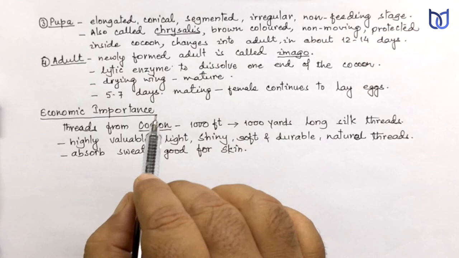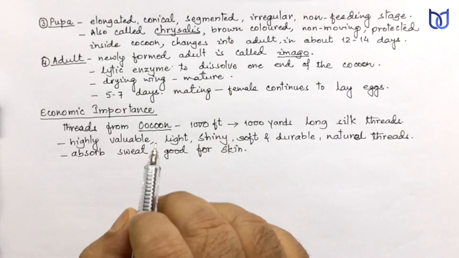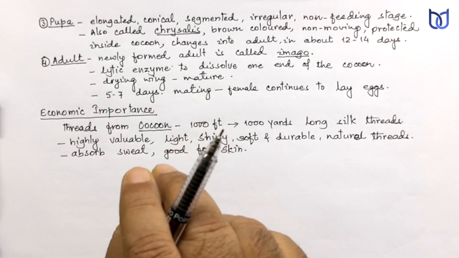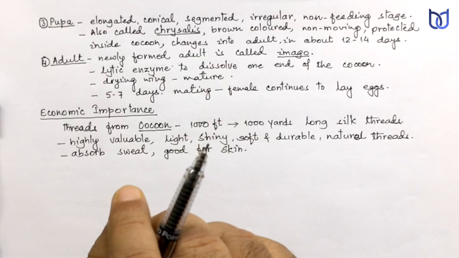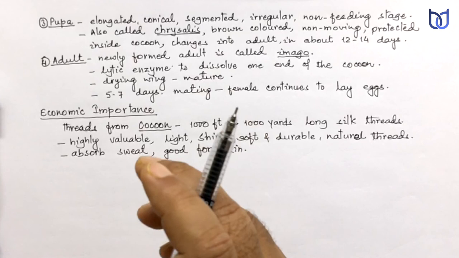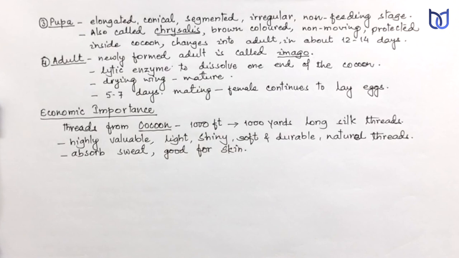The cocoons and the eggs both can be kept in cold places to delay their development. According to the requirement, eggs are kept at room temperature, and similarly, according to market demand, cocoons are kept in hot air. Otherwise, to delay the development, the eggs and cocoons both are kept in cold places, refrigerators. This is all about the structure and life cycle of silkworm.